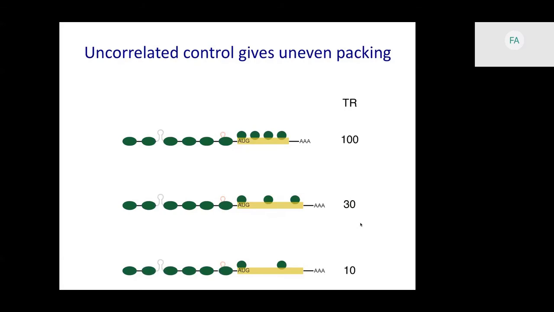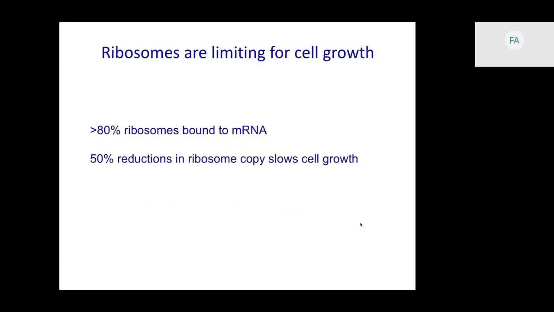And if you think about these two setups, the total number of particles needed to generate the same rate of translation is going to be higher here than in the previous case. So lots of particles needed, fewer, lots, but the same rates of translation. It's known that the majority of ribosomal subunits are bound to mRNA in the cell. And ribosomes are limiting for cell growth.